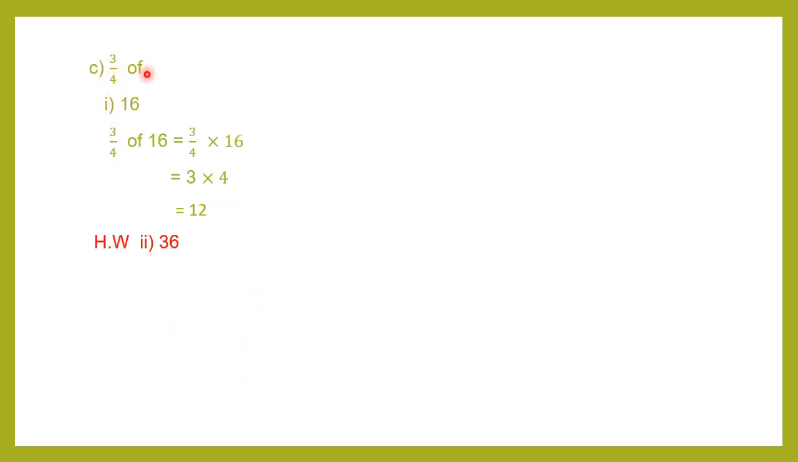See, 3 by 4 of, first one, 16. So 3 by 4 of 16 is equal to 3 by 4 multiplied by 16. Cut 4 and 16. 4 ones are 4. 4 fours are 16.